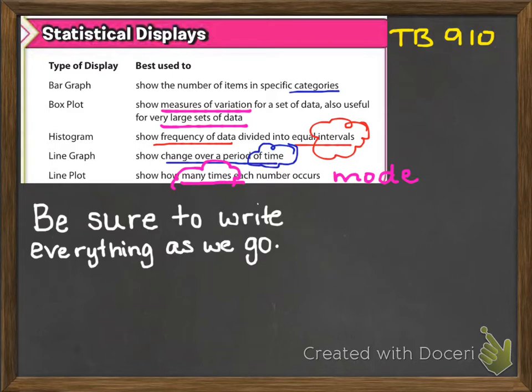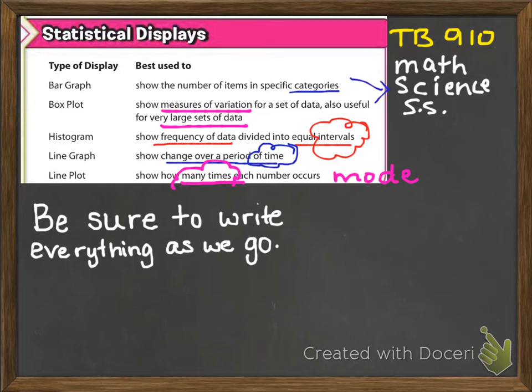It's got the types of displays, and it's very important that you understand when each type of display should be used. So we've got bar graphs, and what those are used for is when you need to show the number of items in a specific category. So for instance, if we were producing data on how many kids liked math, science, or social studies, then we could use a bar diagram for that. So that's the categories that you see there, okay?